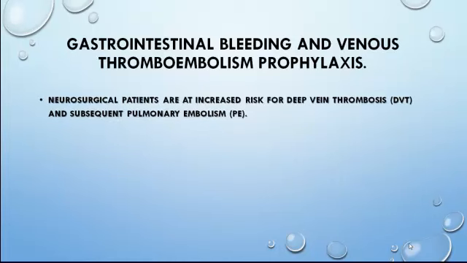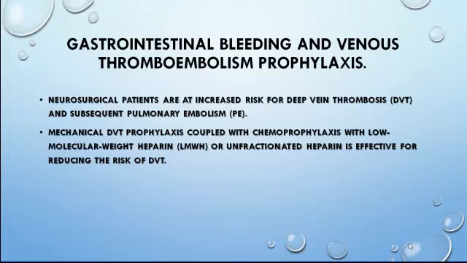Now, what about gastrointestinal bleeding and venous thromboembolism prophylaxis? Well, neurosurgical patients are at increased risk of deep vein thrombosis and subsequent pulmonary embolism. Why? Because of the prolonged time of recumbency. Mechanical DVT prophylaxis coupled with chemoprophylaxis with low molecular weight heparin or unfractionated heparin is effective for reducing the risk of DVT.